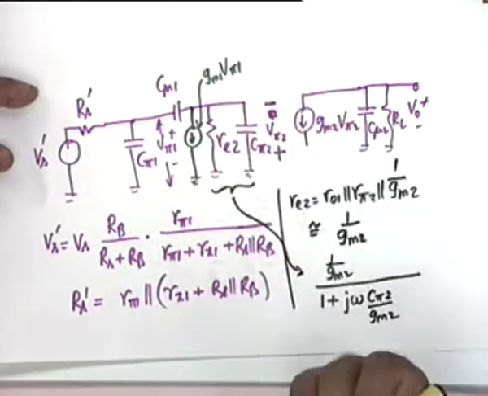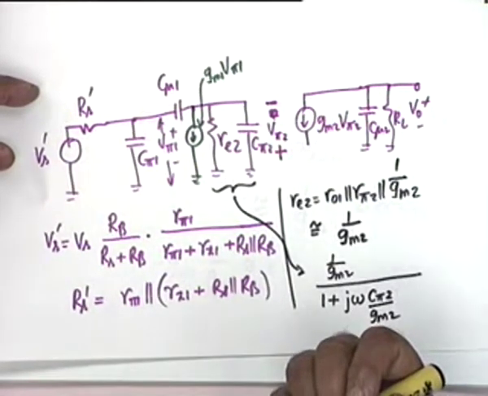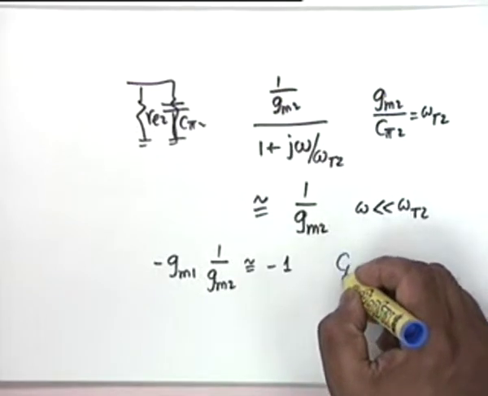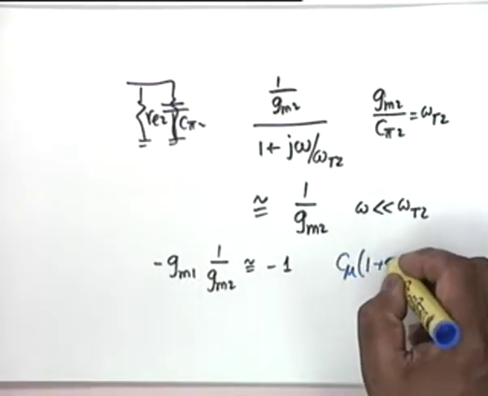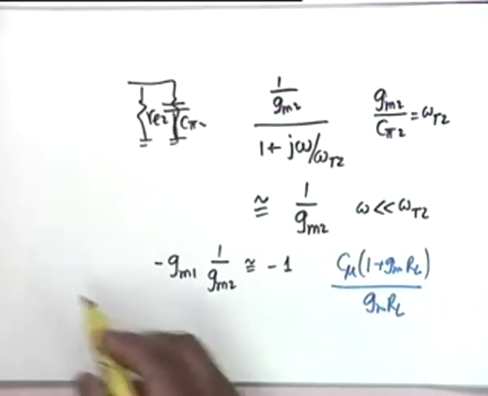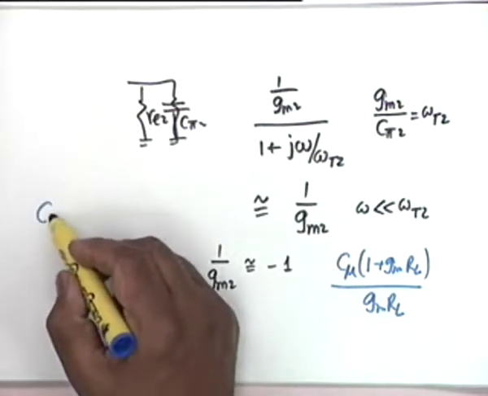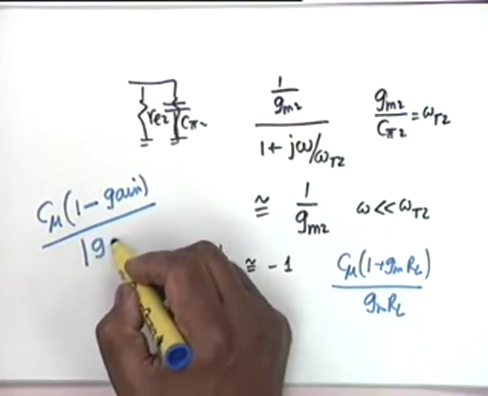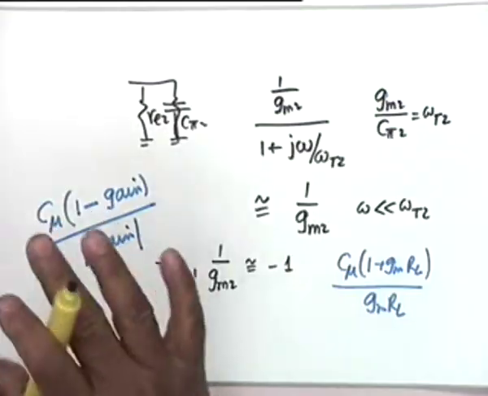What will it reflect on the output side as? What does it reflect on the output side? In the ordinary case, it reflects as C mu. But the actual formula, if you remember the Miller effect, would be C mu times 1 plus GMRL by GMRL. In general, it is C mu times 1 minus gain divided by magnitude of gain. In general, this is the formula. We had derived this while discussing Miller effect.